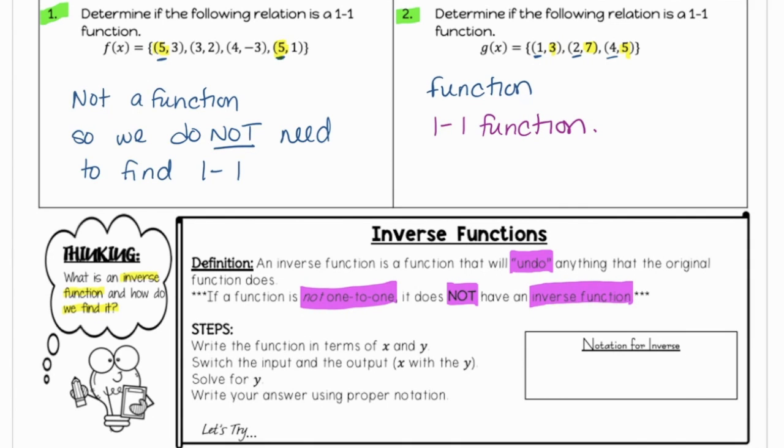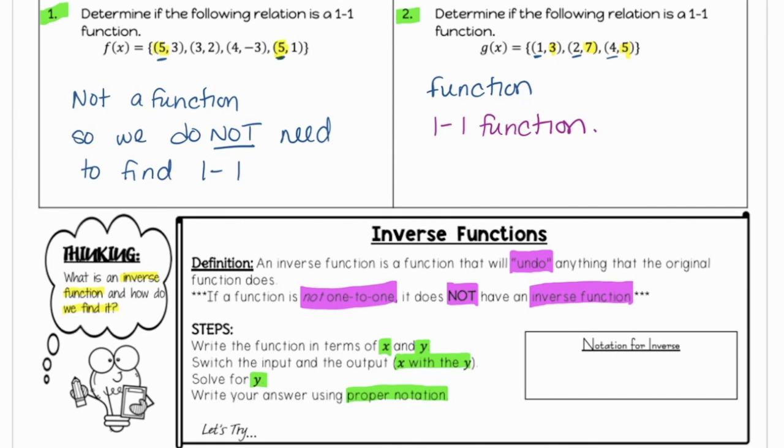Our link here is, now that we know whether a function is one-to-one, if a function is one-to-one, we could find its inverse. If we find out that a function is not one-to-one, therefore there is no inverse. So what are our steps? We're going to write the function in terms of x and y. Switch the input and the output. Solve for our new y and write our answer in proper notation.